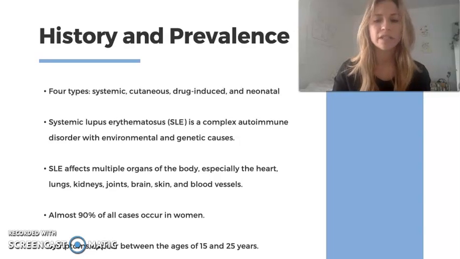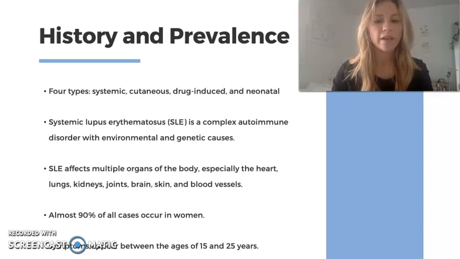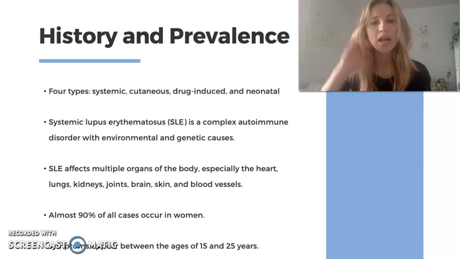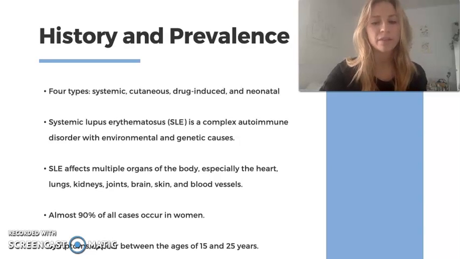So there are 4 different types of lupus. They are systemic, cutaneous, drug-induced, and neonatal. The first is the most common form, and it affects multiple organs in the body, while cutaneous affects only the skin. Drug-induced has no genetic factors involved, and neonatal is the most rare and is caused by a reaction in the child to the antibodies from its mother. For now, though, I'll be focusing on systemic lupus erythematosus, or SLE for short.